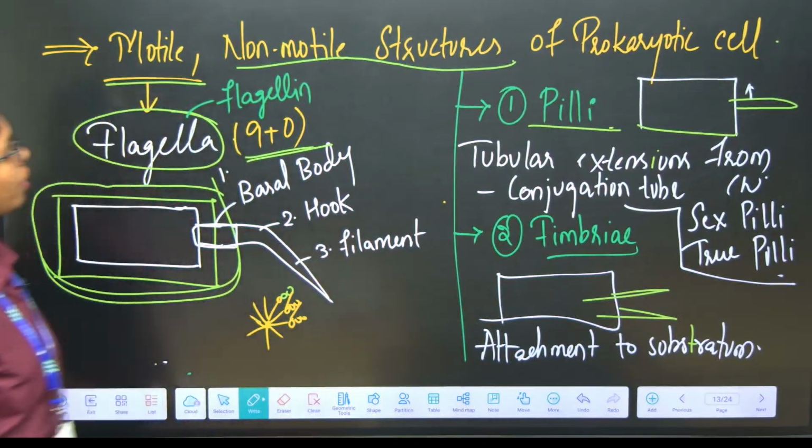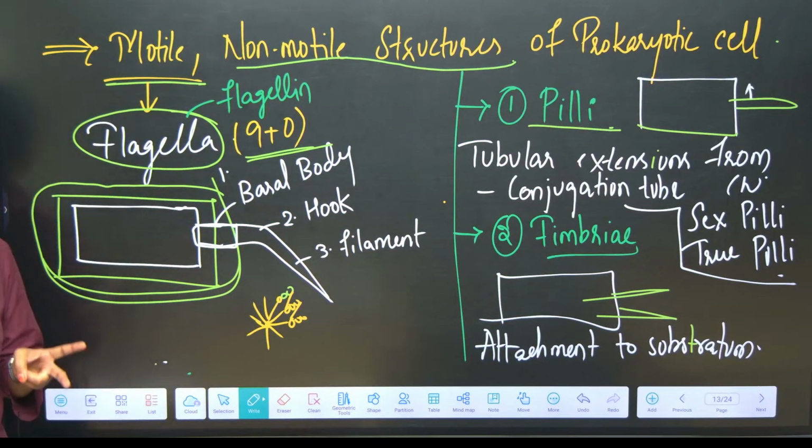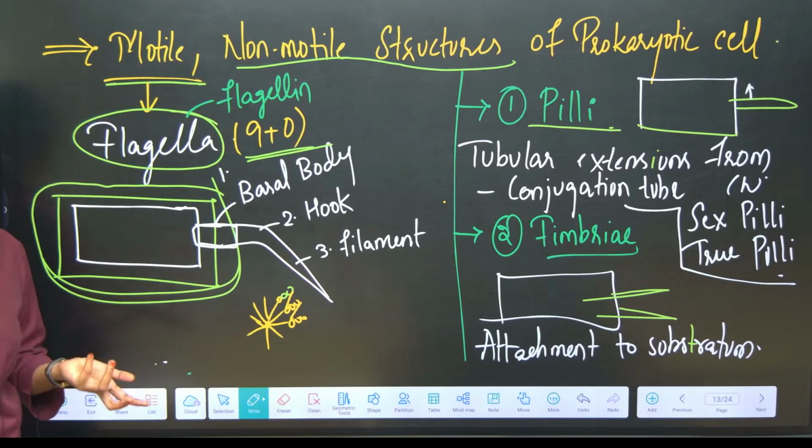Clear, right? Now we will be looking into two different types of bacteria. Those are gram-positive bacteria and gram-negative bacteria.